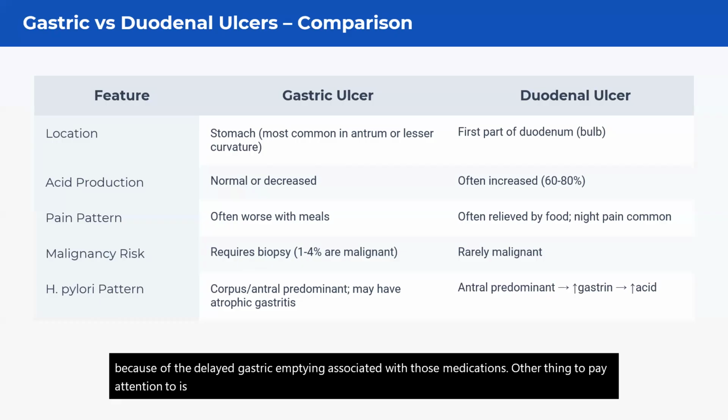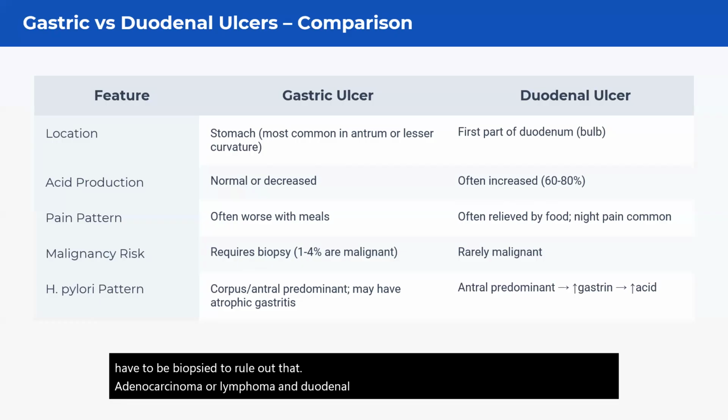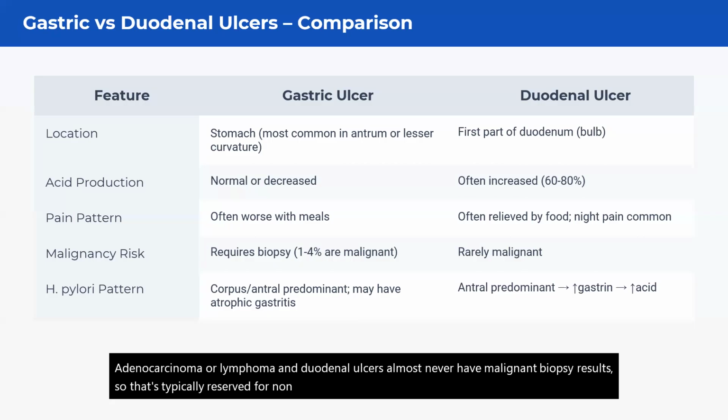Another thing to pay attention to is malignancy risk. So gastric ulcers have a 1 to 4% malignancy risk, and they always have to be biopsied to rule out adenocarcinoma or lymphoma. And duodenal ulcers almost never have malignant biopsy results, so that's typically reserved for non-healing lesions down the road.